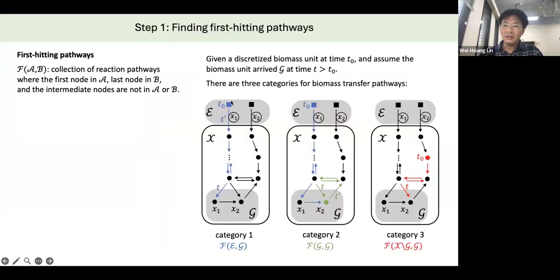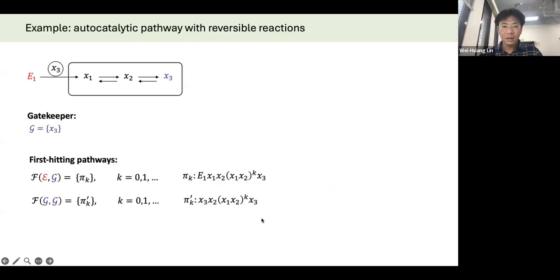So in this case, we can have three categories. First, the reaction pathway is from the environment and hits the gatekeeper node. Second category is to recycle from the gatekeeper, go to the other part of the system, and come back. And the third category is from the internal to the gatekeeper node. And only categories 1 and 2 will contribute to the long-term growth rate.